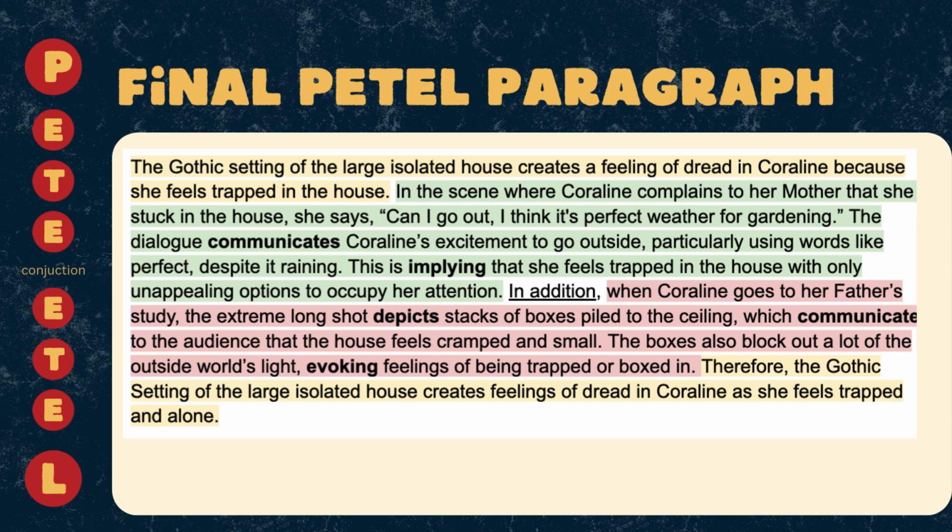We're going to use our petal structure. However, we're going to do a little bit differently. We're going to start with P-E-T-E, then you're going to add a conjunction, and then E-T-E-L. When putting everything together, it's important to add an appropriate conjunction. If I'm going against my first example, I can use a conjunction however. But if I'm adding to my first examples, which most of you will be doing, you will add conjunctions like moreover, in addition, also, additionally, etc.